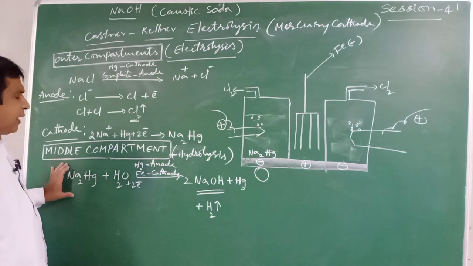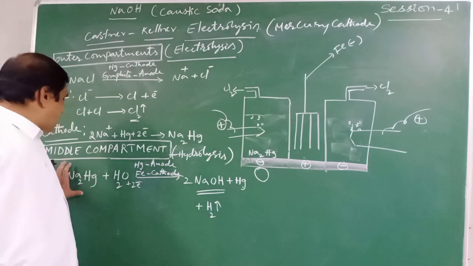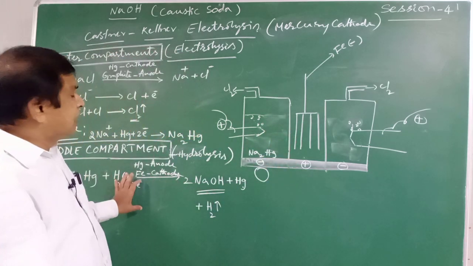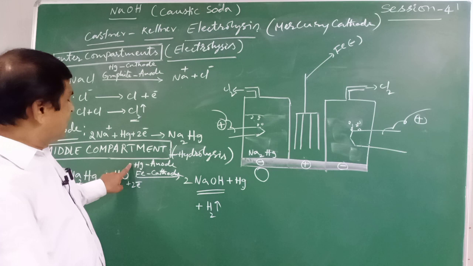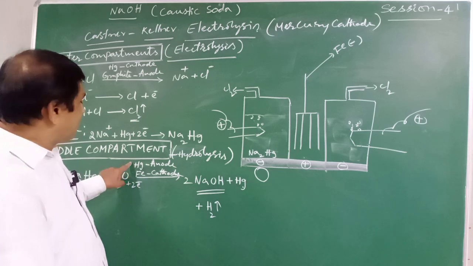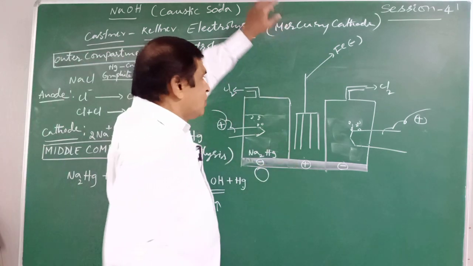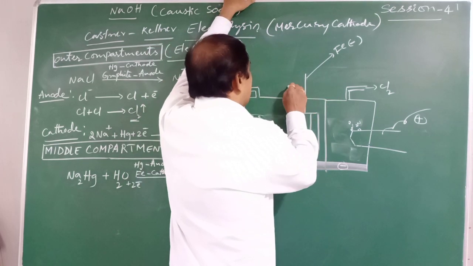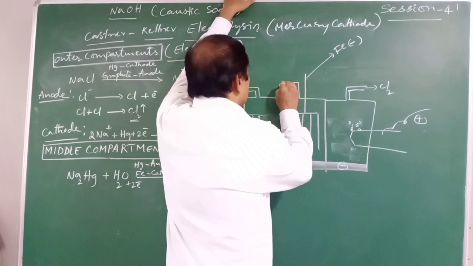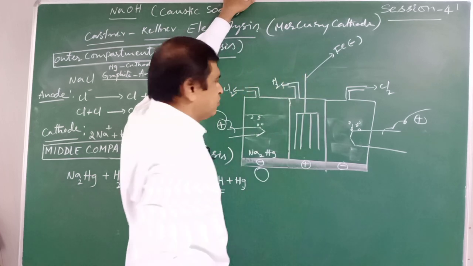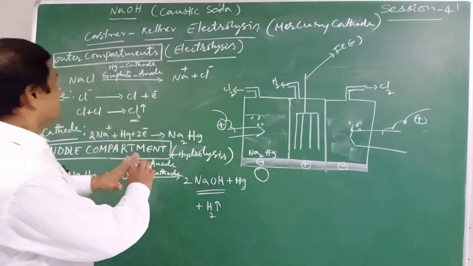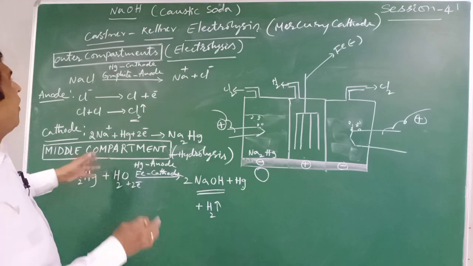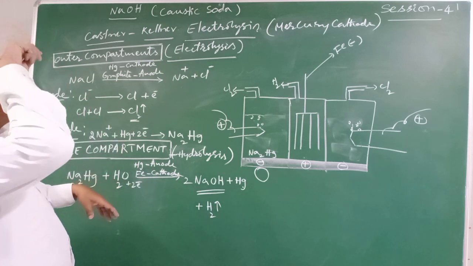Sodium amalgam is hydrolyzed in the middle compartment in presence of mercury anode and iron cathode. It forms sodium hydroxide in the solution, and hydrogen gas is liberated and escapes through the side tube. That is the Castner-Kellner electrolysis method for the preparation of sodium hydroxide, that is caustic soda.